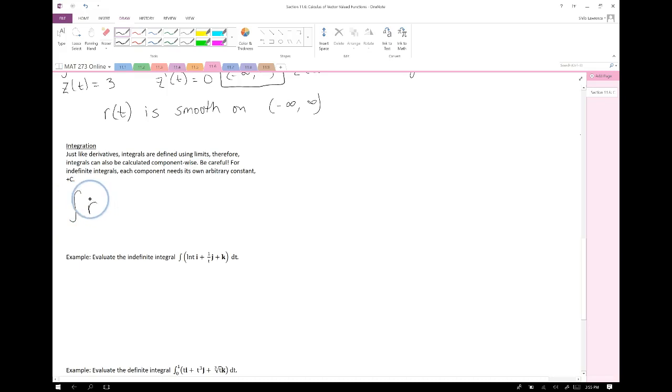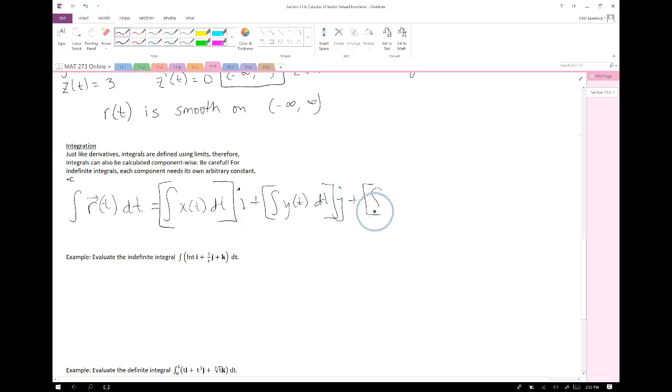So the integral for r of t dt would be the same thing as doing the integral of your x of t component. Our answer is still a vector, so that's going to give us our component for i, and then we have to do the integral of y of t for j, and the integral of z of t for k. So the way that we've broken this down now, it looks like 3 different integral calculations we have to do. And because of that, each component is going to have its own arbitrary constant.